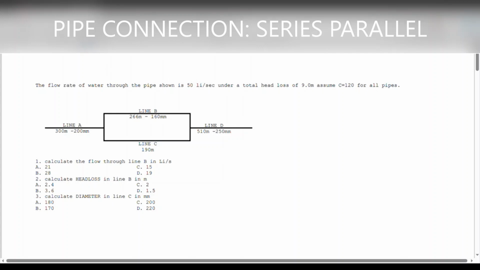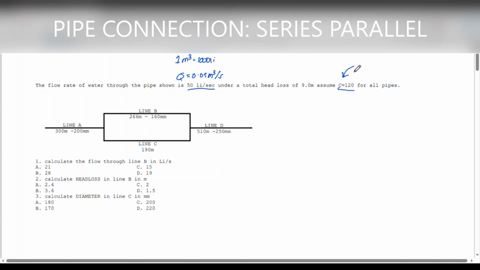Now, from the problem, we have a flow rate of 50 liters per second. So that is the Q, which is also equal to 0.05 cubic meter per second, since we all know that 1 cubic meter is equal to 1000 liters. So the total head loss is 9 meters. That is the head loss from line A to line D. Now, the assumed value of C is 120 for all pipes.